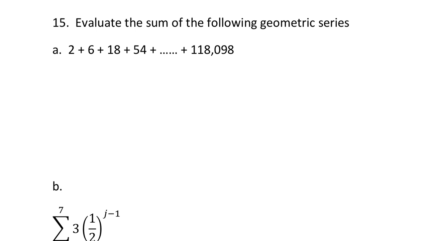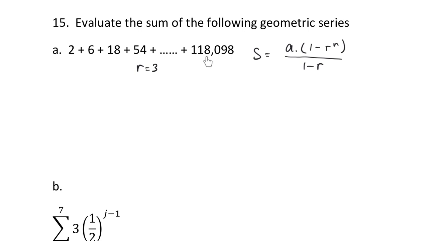Okay, for number 15, evaluate the sum of the following geometric. So this one is pretty clear, it's geometric. So the partial sum of a geometric you'll find on the formula sheet. So what we need to know is what's the common ratio, how many terms are we adding, and what's the first term? Well, the first term is 2. To go from 2 to 6, and from 6 to 18, 18 to 54, looks like we're multiplying by 3, so the common ratio is 3. But what we don't know is how many terms are we adding together.